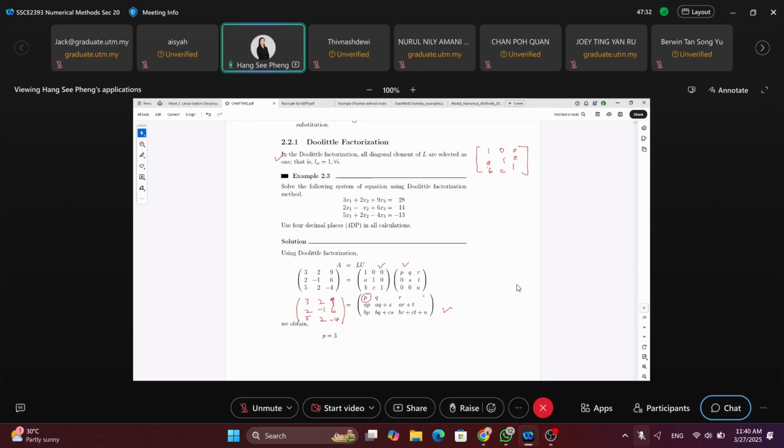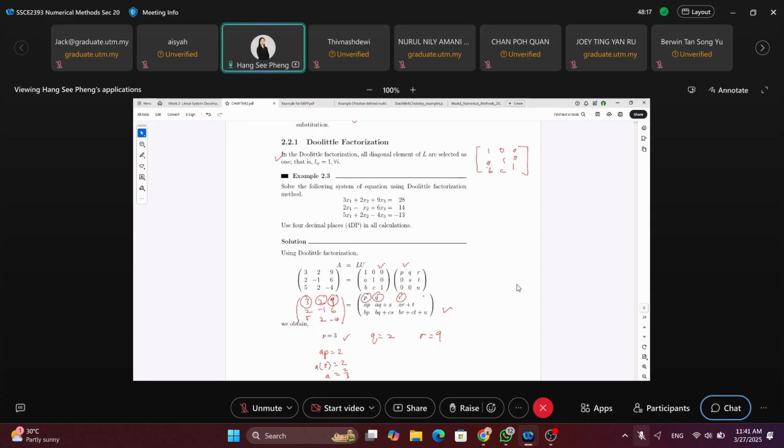So P equals 3. So we know P equals 3. Direct comparison. Q equals 2. So you have Q equals 2. R equals 9. So you have already solved for P, Q, and R. So next, how to solve for A? You know the P, but you don't know the A. So from this direct comparison, you know AP equals 2. So you solve for the A. P is 3 just now. Okay, so you have 2 over P as the A.